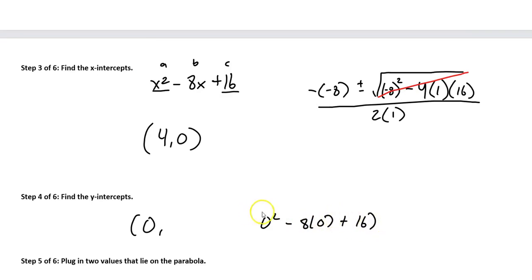Well, that's all going to equal up to 16. So my y-intercept is 16. Okay? Because notice here, for your x-intercept, all your y's is 0. Your y-intercept, all your x's is 0.